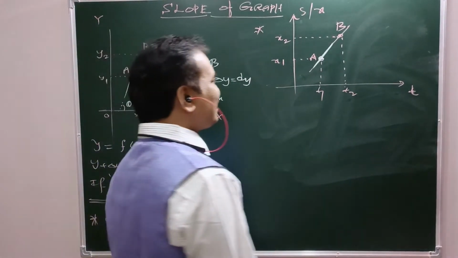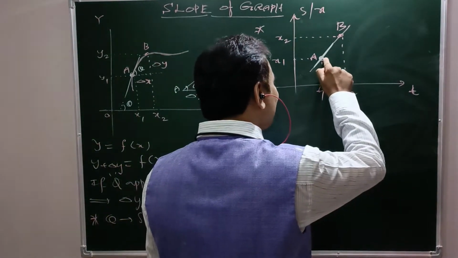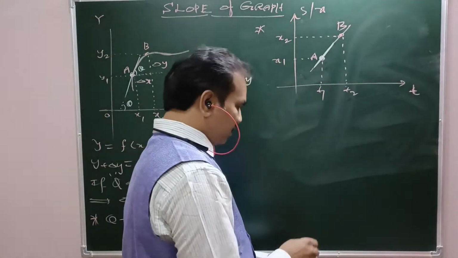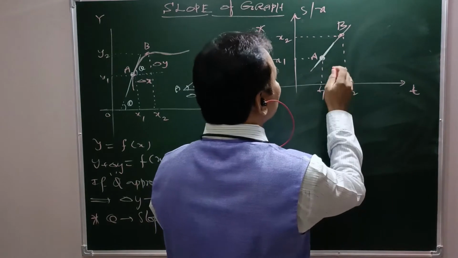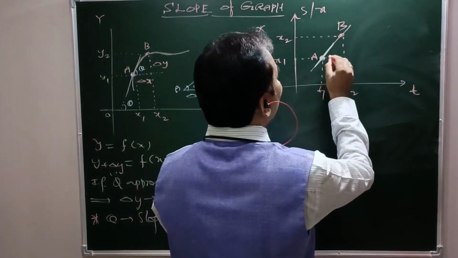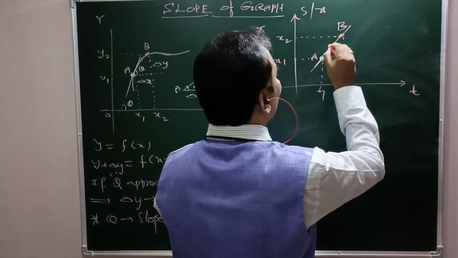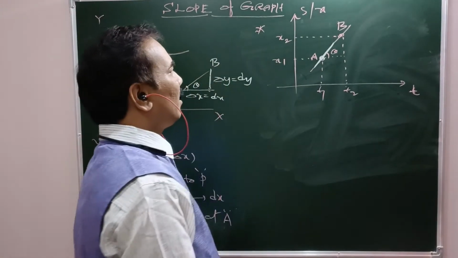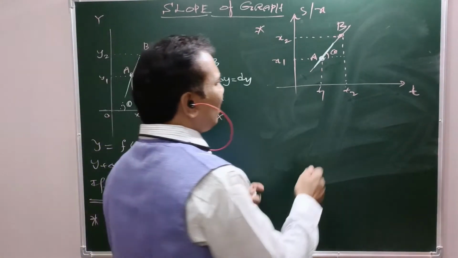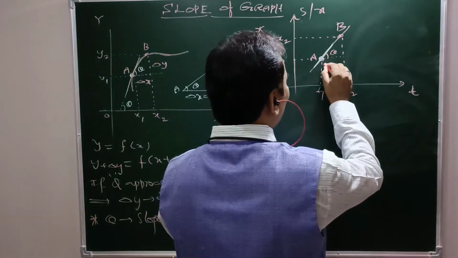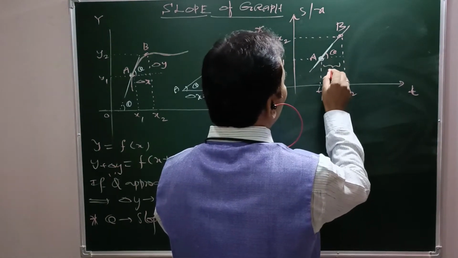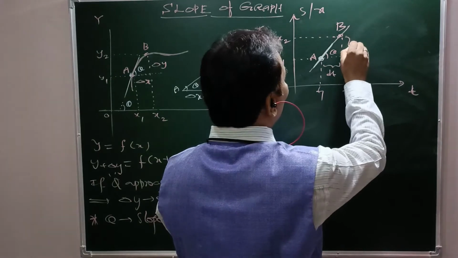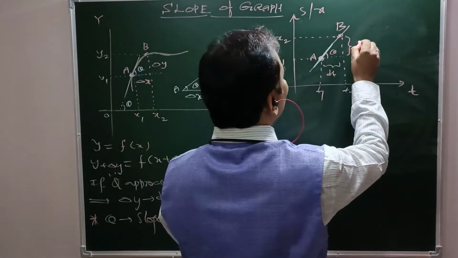Now, what is the angle made by this tangent with the x-axis? See, this is the x-axis. If I take a parallel axis to x somewhere here, this is theta. Now, what is this interval? Delta t, otherwise dt. What is this interval? That is delta x, otherwise dx.